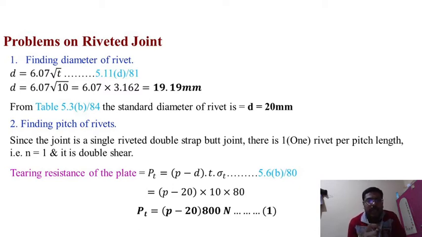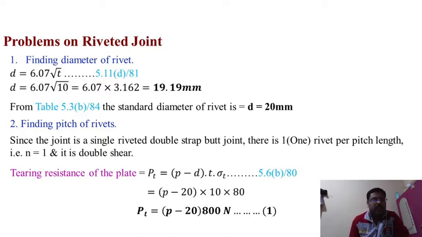So from table 5.3b, page number 84, the standard diameter of the rivet D is rounded off to 20 mm from the data handbook. So the standard diameter of the rivet is available: D is equal to 20 mm, rounded off. Then go for finding the pitch of the rivets.